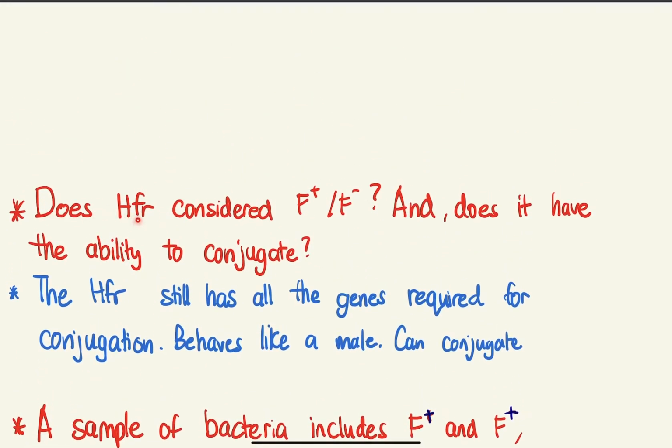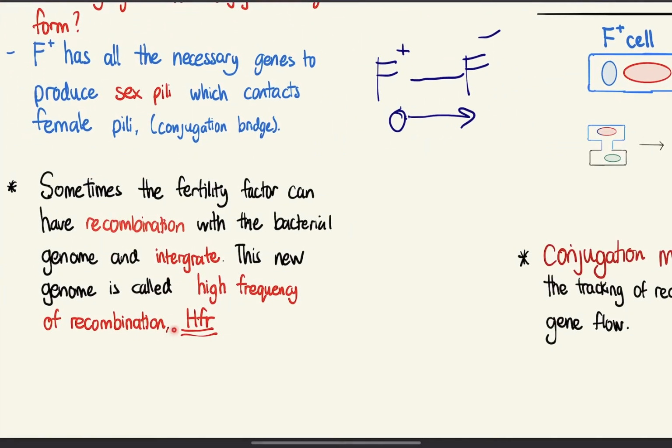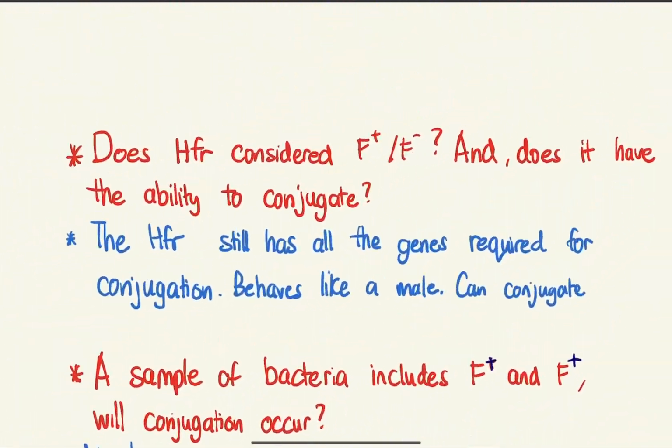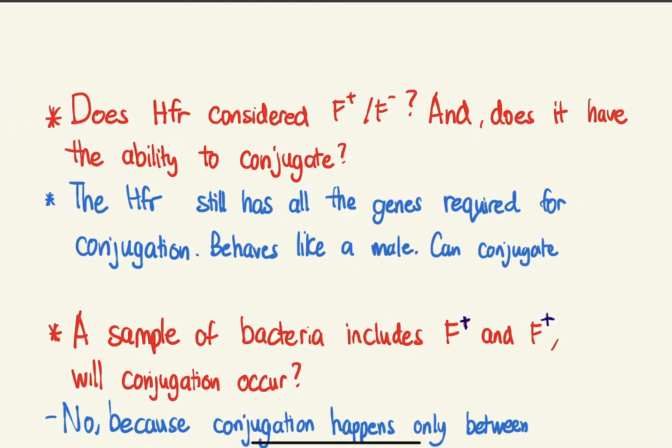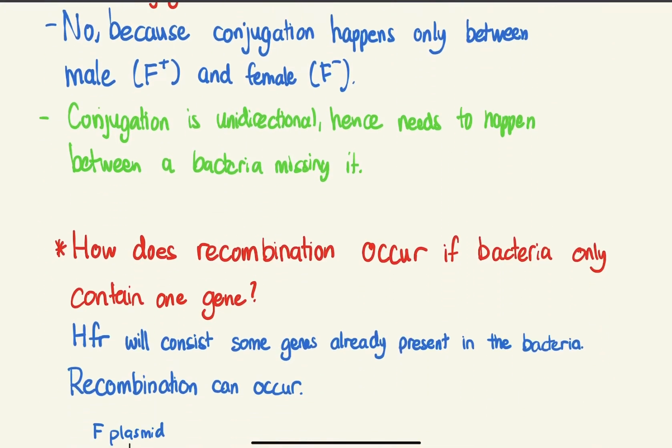Does the high frequency of recombination count? Okay, so we just talked about the high frequency, the HFR, and the question is asking us, hopefully you haven't seen the answer already, would you consider this to be a male or a female? And does it have the ability to conjugate? Well, you've already seen the answer now. The HFR still has the genes required for conjugation, so it behaves like a male, so we call it F+. And it has the ability to conjugate as well, as we're going to see in a second.